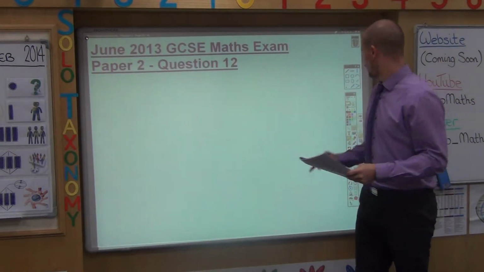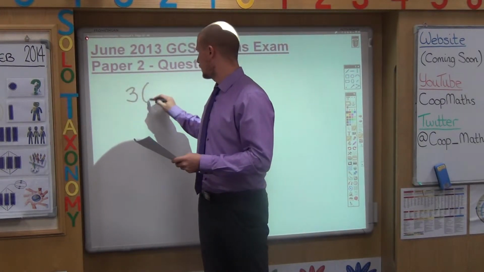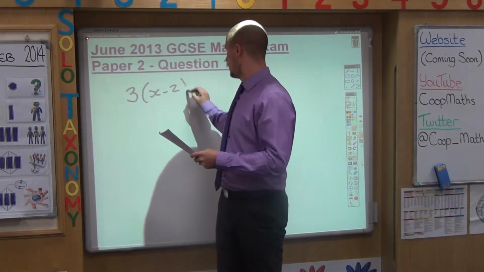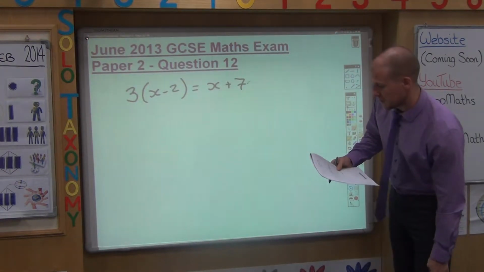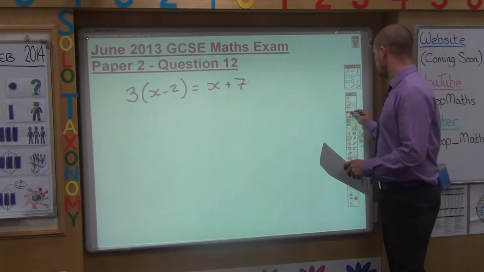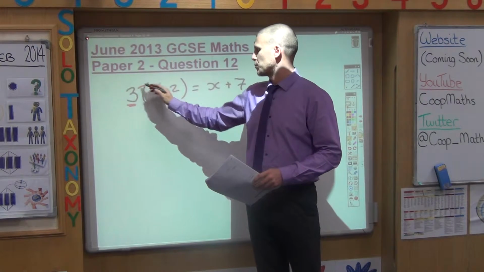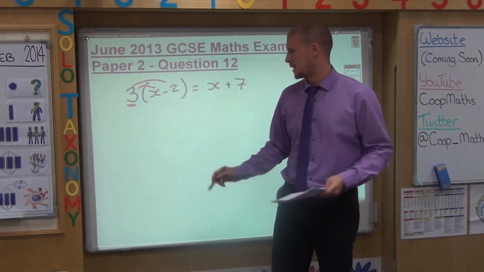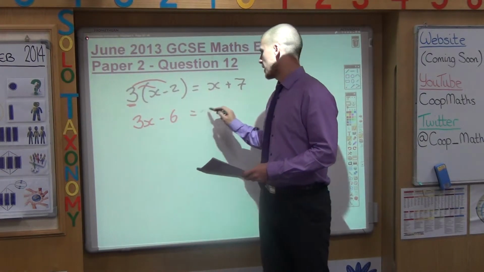Paper 2, question 12. You are asked in part A to solve the following equation. Okay, so getting x by itself, first thing you want to do is expand that bracket. So that 3 there is multiplying everything that's inside the bracket. So it's multiplying that 3, it's multiplying that negative 2. If you do those, you expand it, you end up with 3x take away 6.